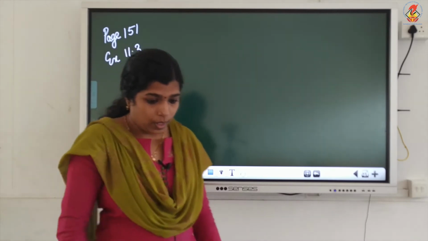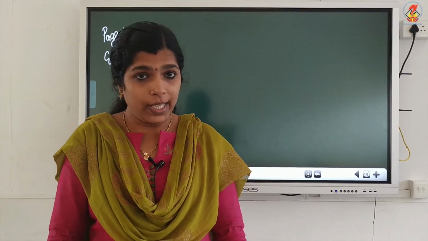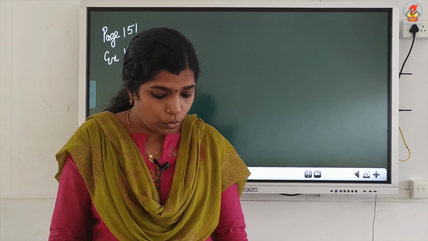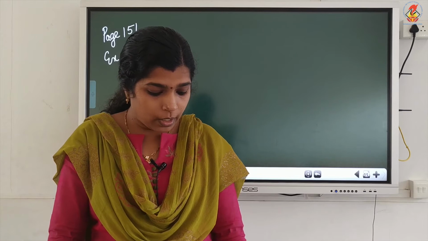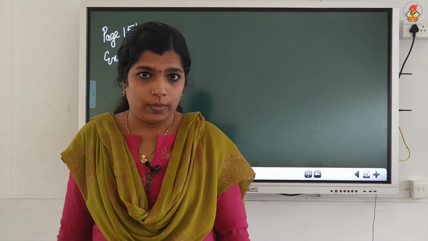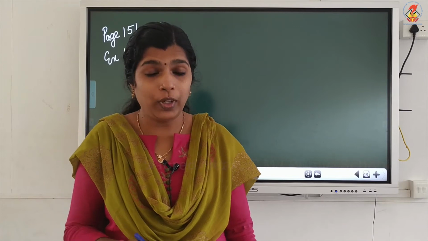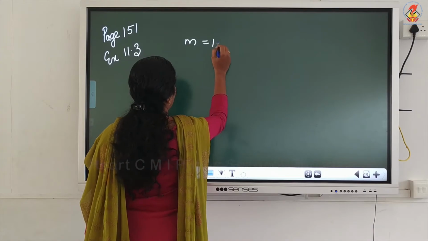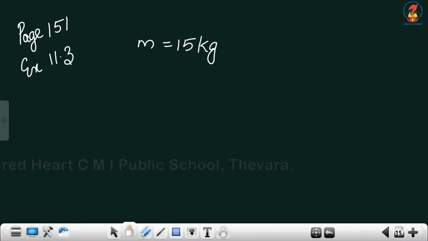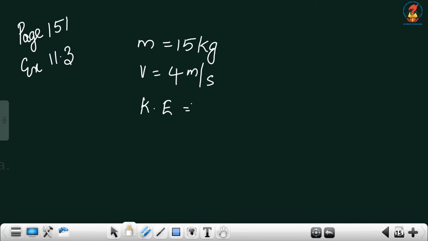11.3. An object of mass 15 kg is moving with a uniform velocity of 4 meter per second. What is the kinetic energy possessed by the object? So, mass equal to 15 kg, velocity V equal to 4 meter per second. We need to find the kinetic energy.